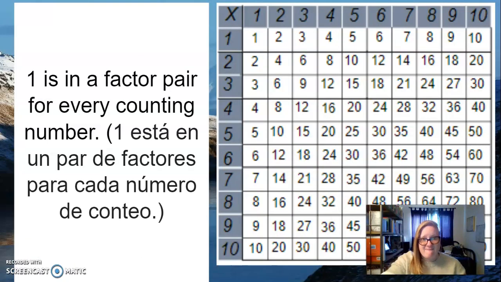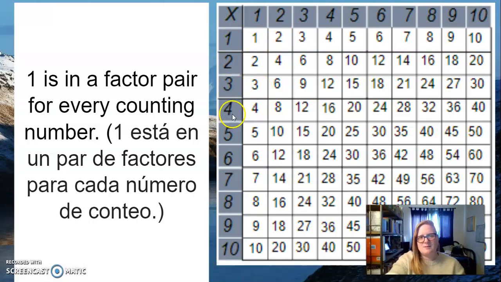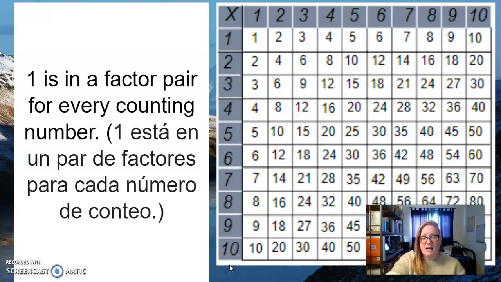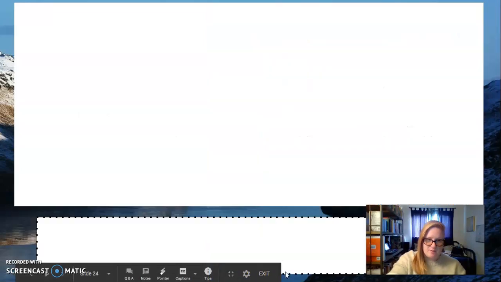1 is a factor pair for every counting number. So 1 times 1 is 1, 2 times 1 is 2, 3 times 1 is 3, 4 times 1 is 4. So all of these are going to be the same number. And so when you get down to 11, 11 times 1 is 11. So that is your answer for the previous slide.